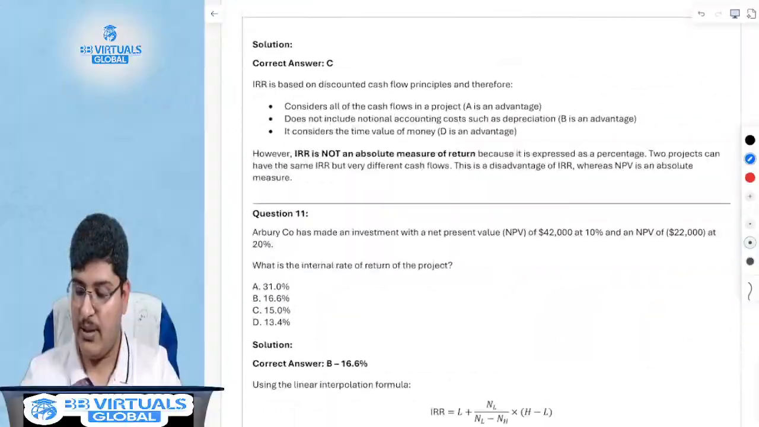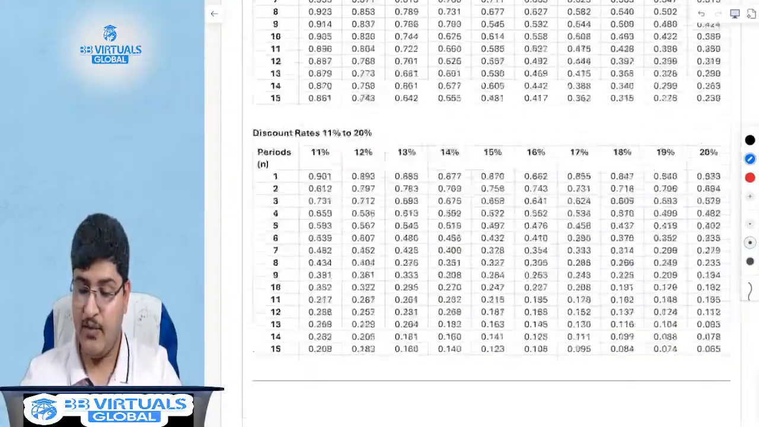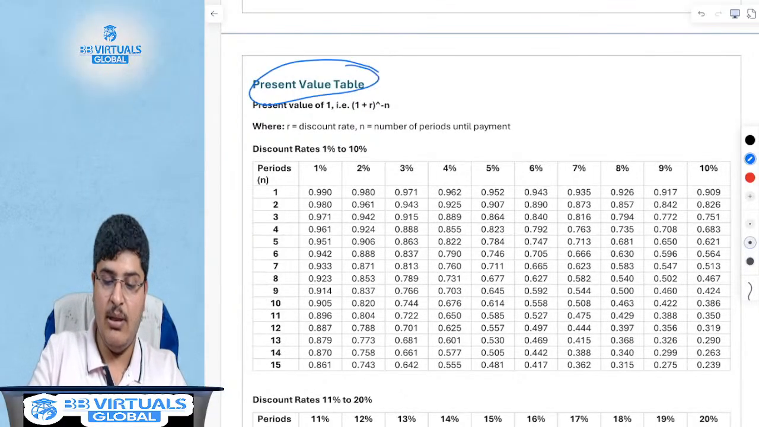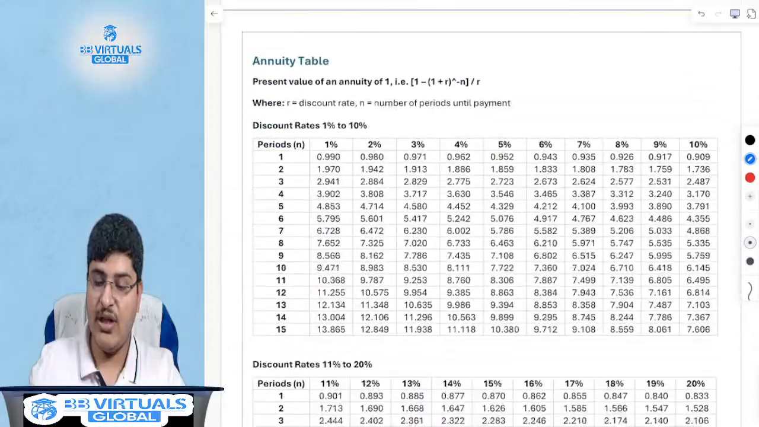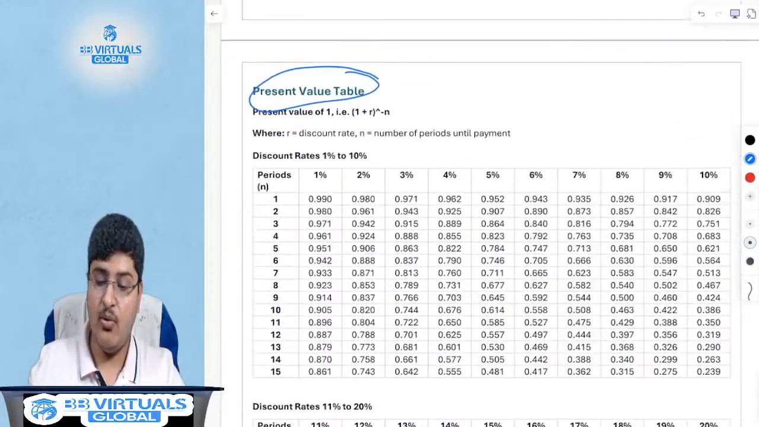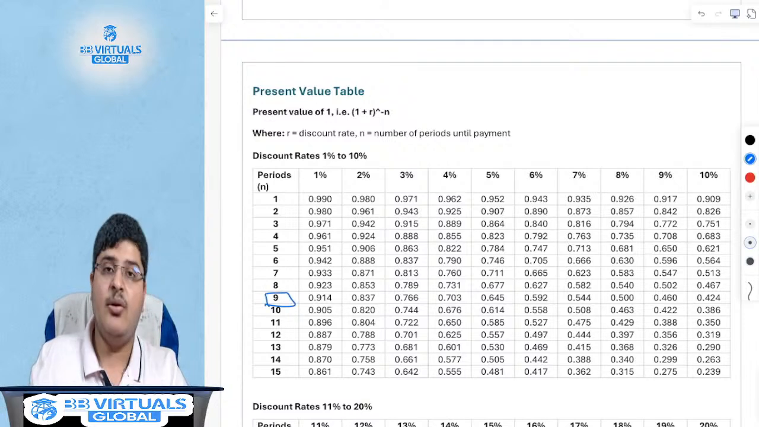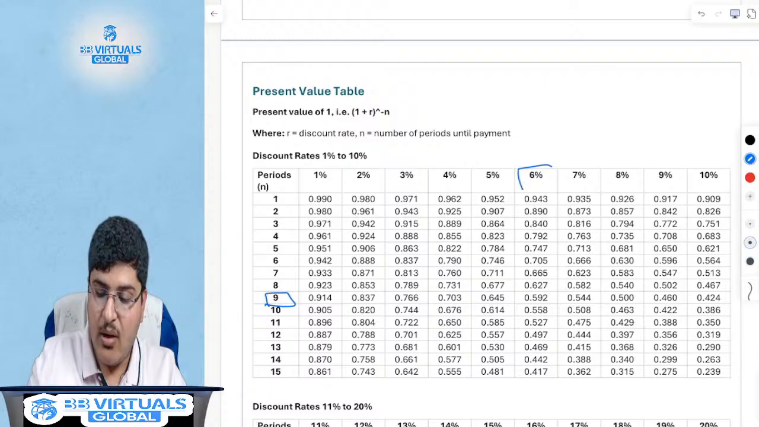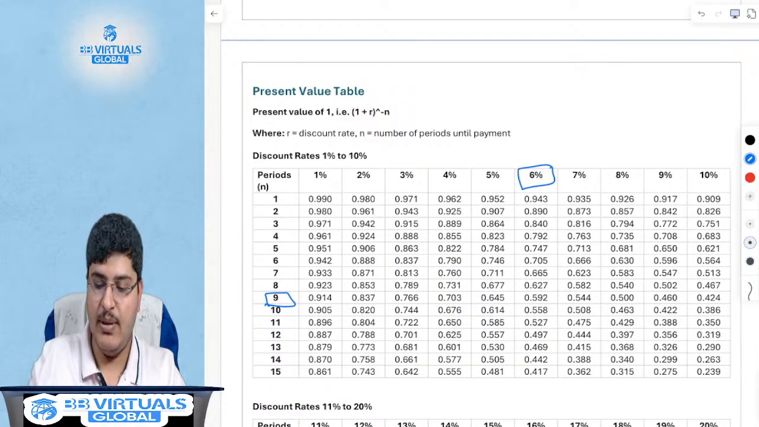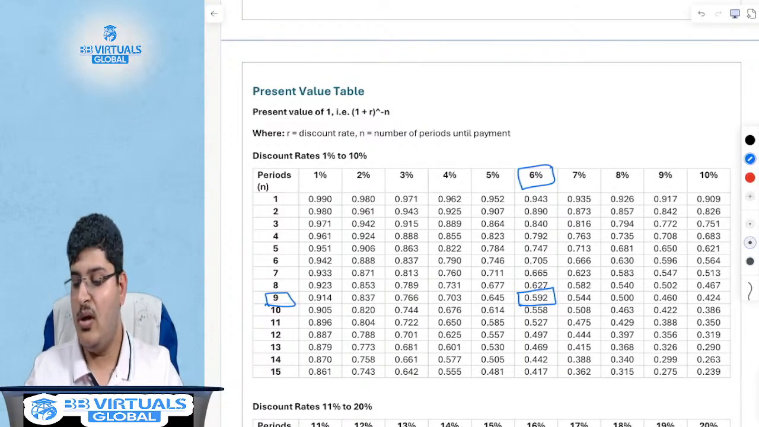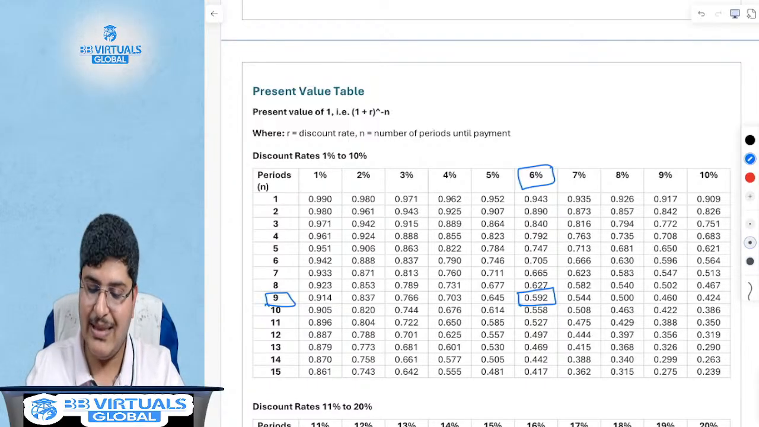Just remember the example that we had, which was saying 9 years. So this is the present value table. This is the present value table which is given at the end of the chapter. This is an annuity table which we will come to. What does this say? At the end of 9th year, if you were to discount at 6% in our example, 6% in 9th year, your value will be 0.592, which is very close to what we have. We had 0.59189. This has 0.592, which is slightly rounded off.